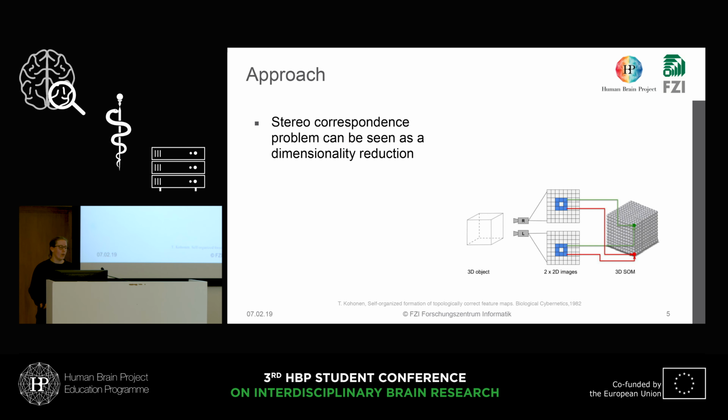Okay, now to our approach. The stereo correspondence problem can be seen as a dimensionality reduction. We have a stereo setup which maps 2 times 2D data onto a 4D representation. Here is the object in 3D, 2D, 2D, and we want a 3D representation in the end.